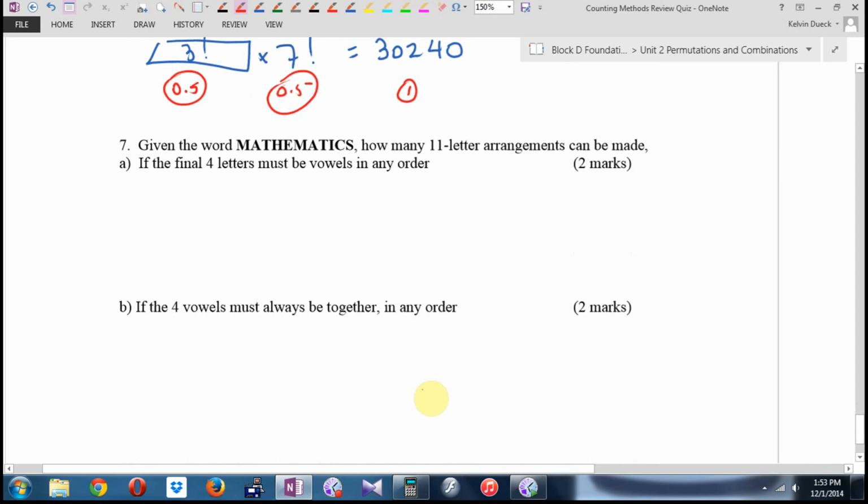Given the word mathematics, okay, now we're getting into some tricky ones. How many 11-letter arrangements can be made if the final 4 letters must be vowels in any order? So I'm going to go with my Scrabble bag analogy, and the final 4 letters, A, E, A, okay, it's got to be this. And that leaves me with M, T, H, M, T, C, S.